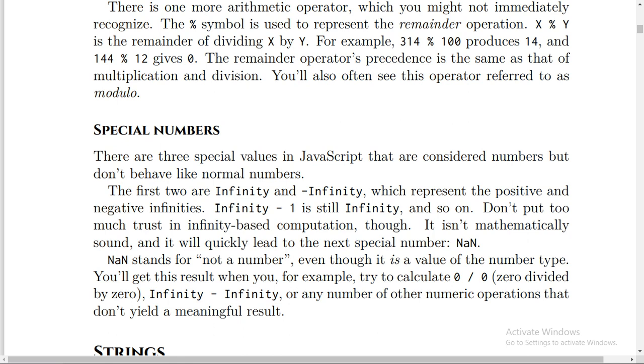It will quickly lead to the next special number, NaN. NaN stands for not a number. Even so, it's a value of number type. You will get this result when you, for example, try to calculate 0 / 0, or Infinity - Infinity, or any number of other numeric operations that don't yield a meaningful result.